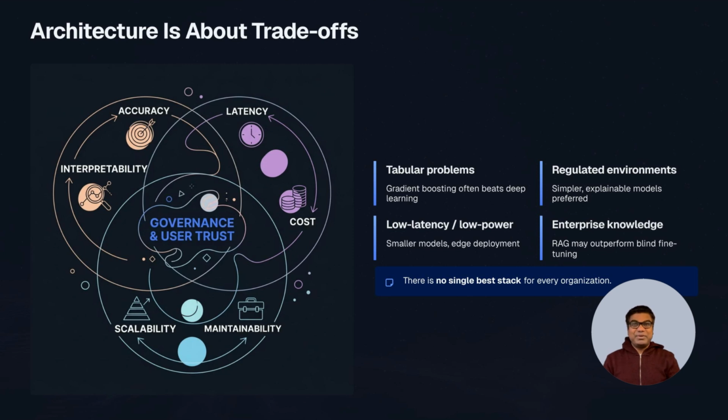In other words, machine learning architecture is an exercise in trade-offs. Teams must balance accuracy, interpretability, latency, cost, scalability, governance, maintainability, and user trust. There is no single best stack for every organization.